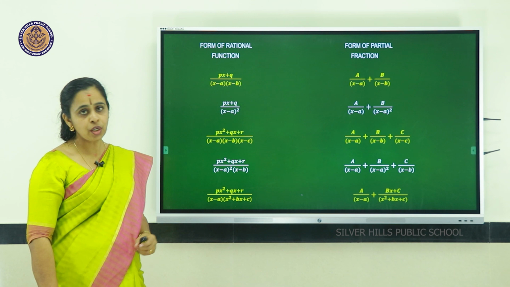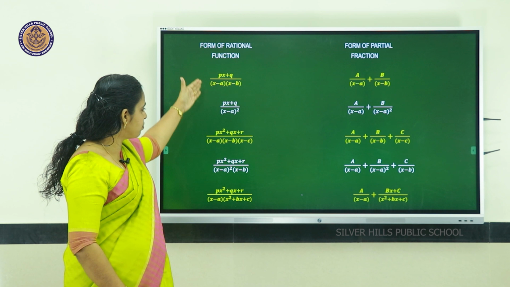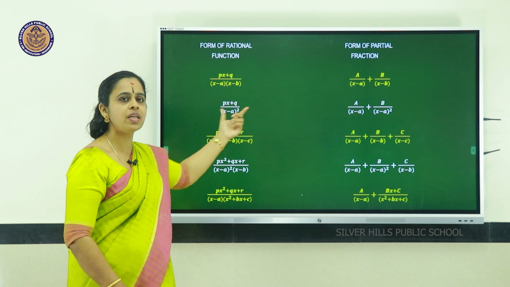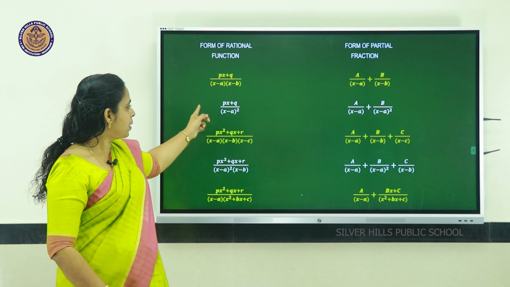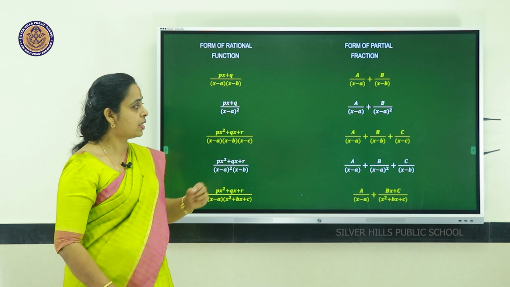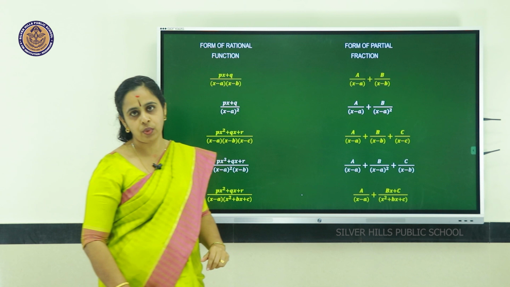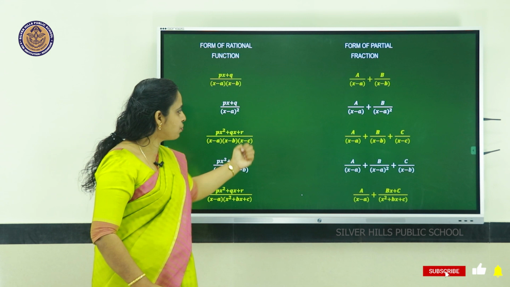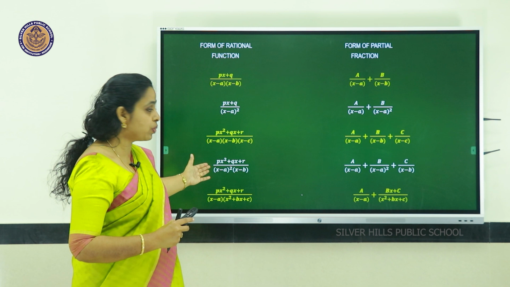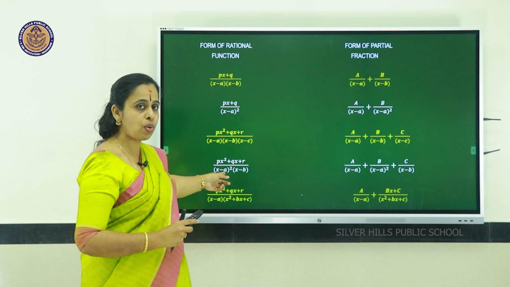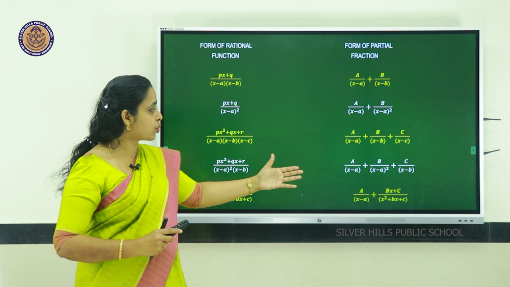Final answer. In conclusion, altogether we discussed the forms of rational functions of these types. That means px plus q divided by two distinct factors. Then two real numbers will be there: A divided by the first factor, B divided by the second factor. Second case, px plus q divided by x minus a whole square, two equal factors: A divided by x minus a plus B divided by x minus a whole square. In the third one, there are three distinct factors, so the right side will be A divided by the first factor, B divided by the second, C divided by the third factor. And in the fourth, which we discussed today, px square plus qx plus r divided by x minus a whole square into x minus b: A divided by x minus a, B divided by x minus a whole square, and C divided by x minus b.